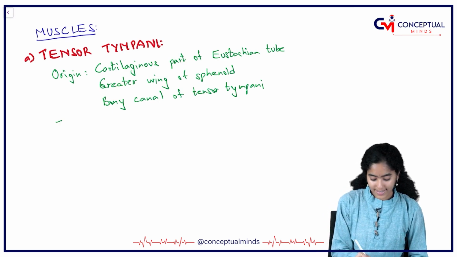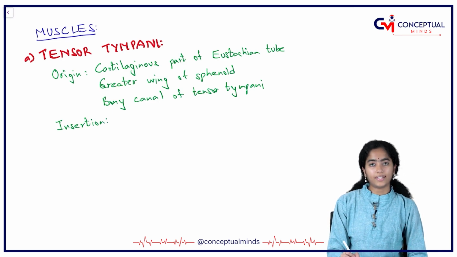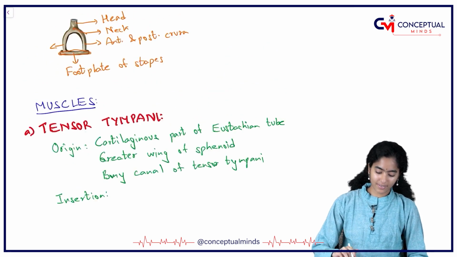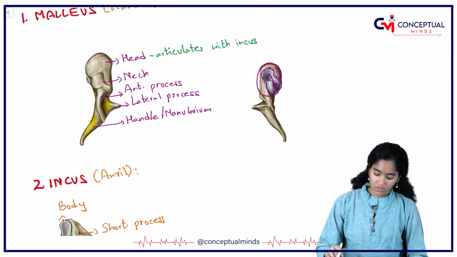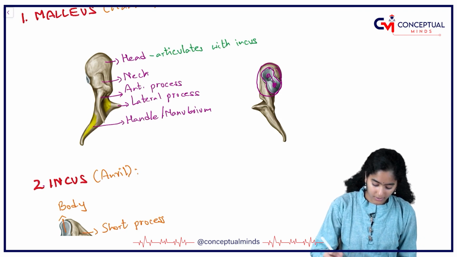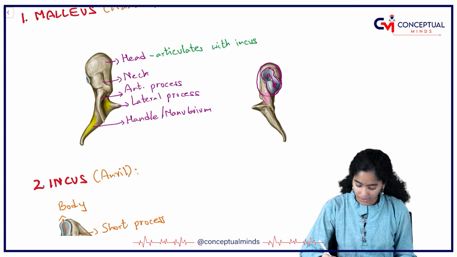So where is it inserting? The tensor tympani becomes a tendon, and this tendon inserts on the neck or on the upper part of the handle of malleus. So, it is inserting on the neck or the upper part of handle of malleus, somewhere here.